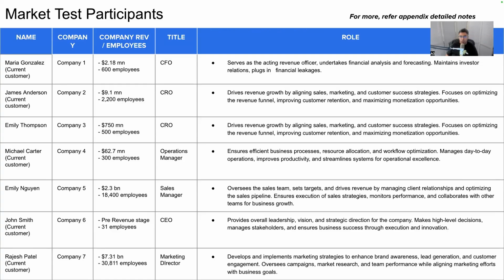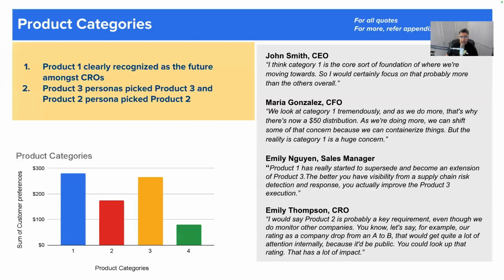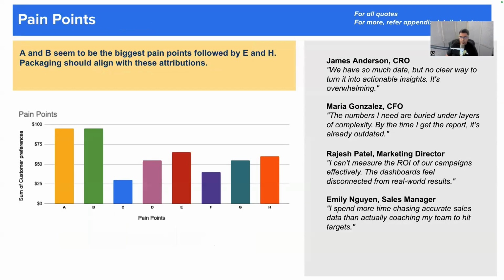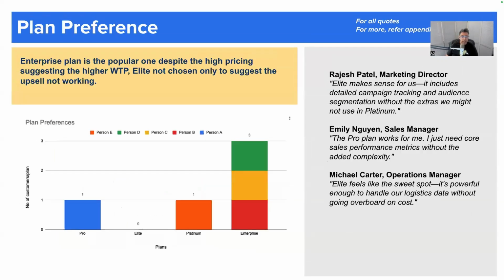I will explain who we spoke with, their job personas, the company profiles, what are the product categories these people are more interested in purchasing, the pain points that are more painful than others, the plans they ended up choosing. And in this slide, we can see customers really opted to choose enterprise plans more often rather than other ones. And we'll find out the reason for that as well.